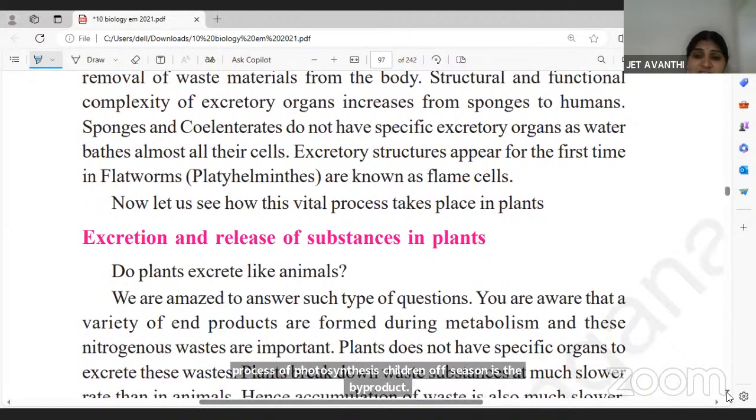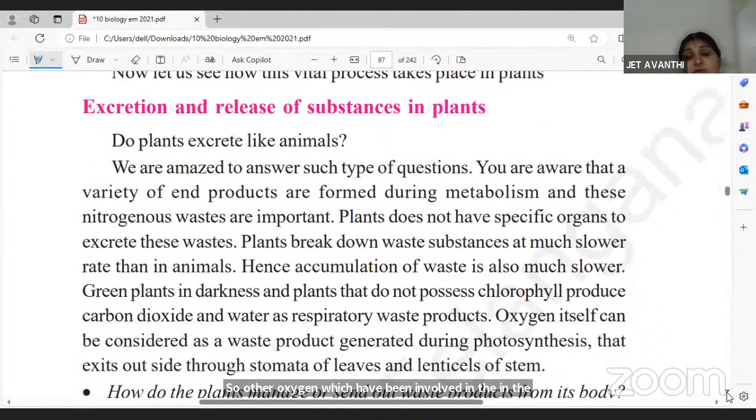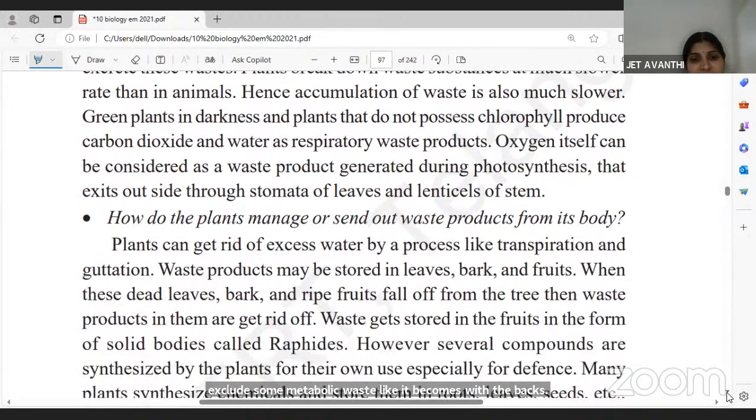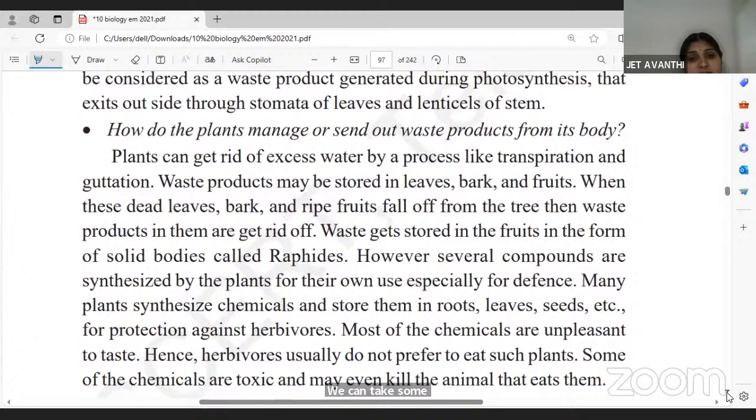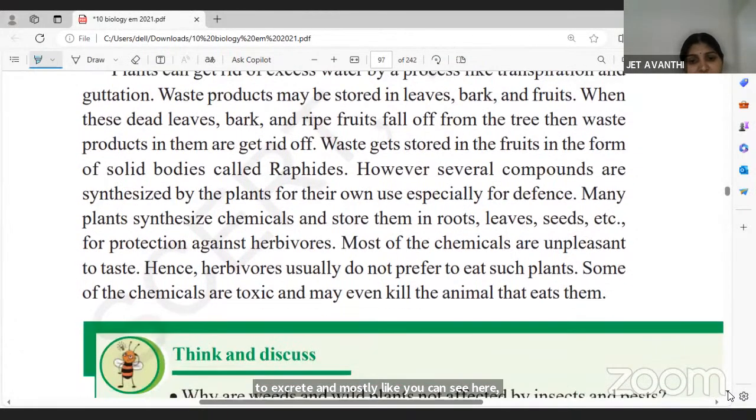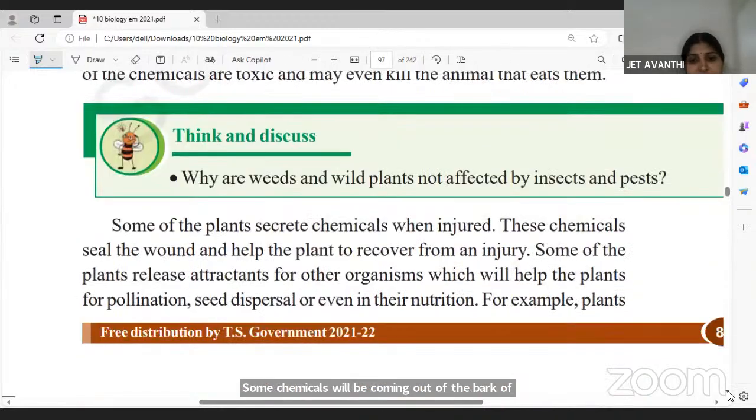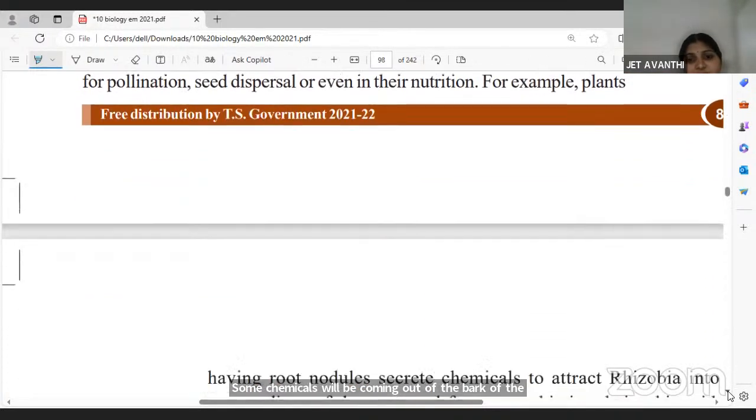So that oxygen which has evolved in the process of photosynthesis will be used for the respiration process. And also plants are able to excrete some metabolic waste, like wax and some resins. So like that, plants are able to excrete. And mostly, like you can see here, raphides, some chemicals will be coming out of the bark of the stem. So like this, plants are able to excrete the unwanted materials.